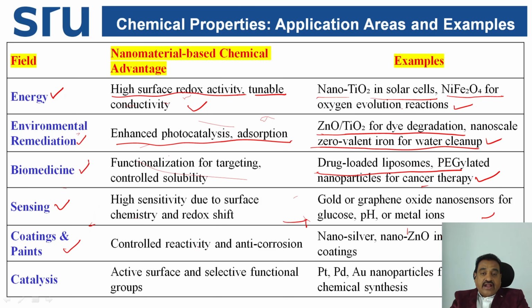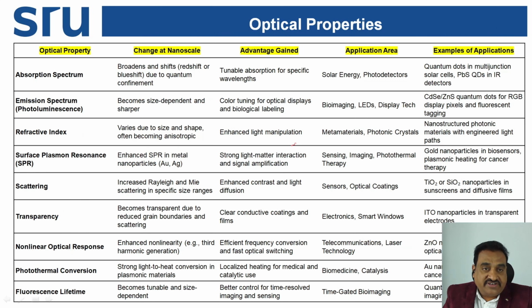Coating and paints: controlled reactivity and anti-corrosion are the nanomaterial based chemical advantages. The examples are nano silver and nano zinc oxide in antimicrobial coatings. Catalysis field: active surface and selective functional groups are the nanomaterial based chemical advantages. Platinum, Pd, Rh, gold nanoparticles for industrial chemical synthesis are the examples of chemical properties. Chemical properties. So coming to optical properties.